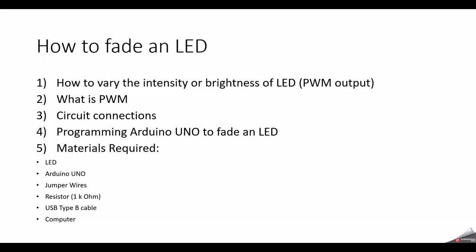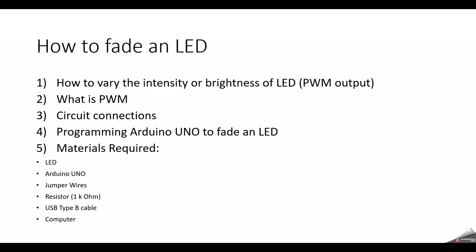In this video, we'll see how to fade an LED. So we'll see how to vary the intensity or brightness of the LED by making use of PWM outputs. PWM stands for pulse width modulation, and Arduino UNO supports some of its pins in digital I/O for PWM. So we'll see the circuit connection required for the project, and we'll also program the Arduino UNO to fade an LED.